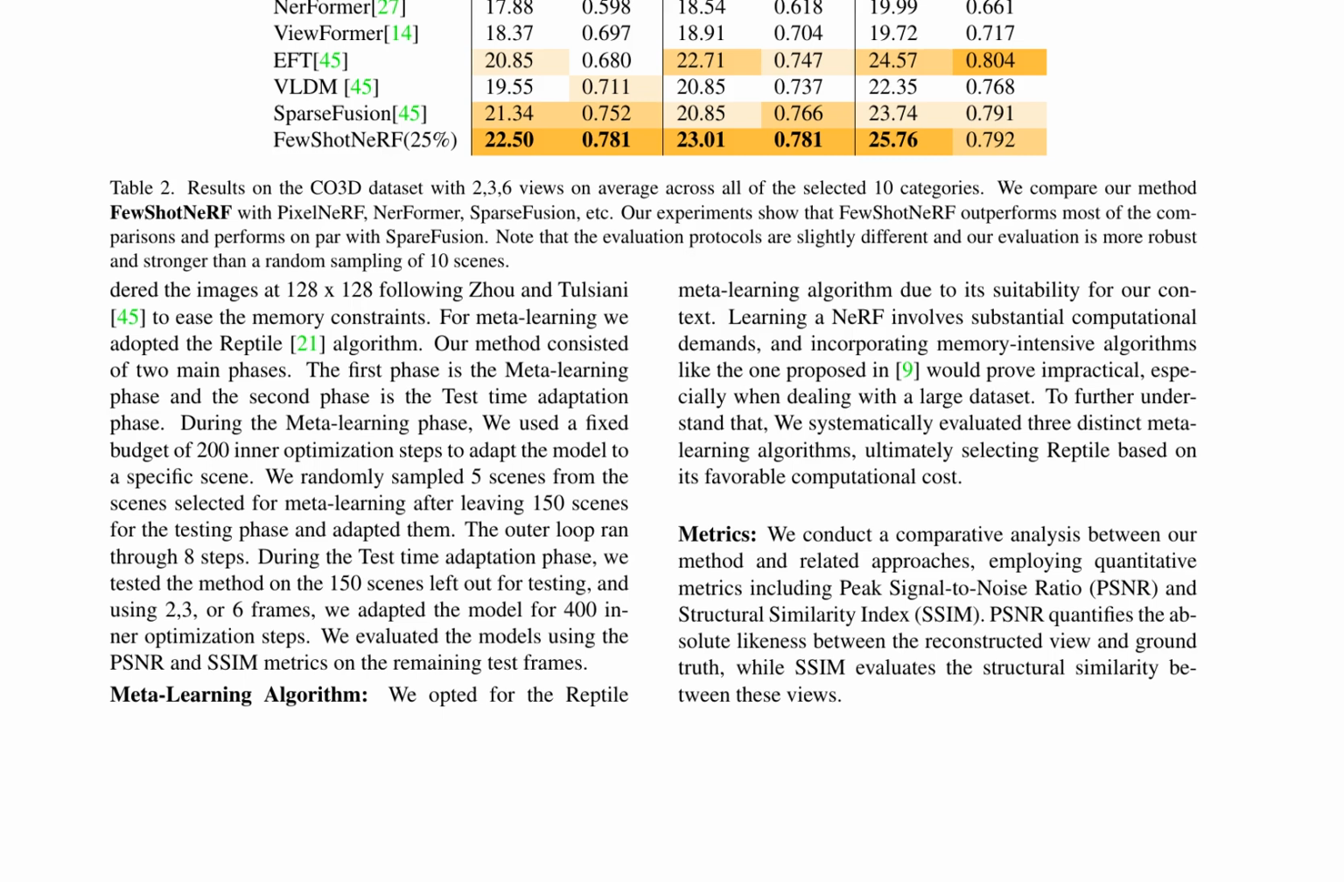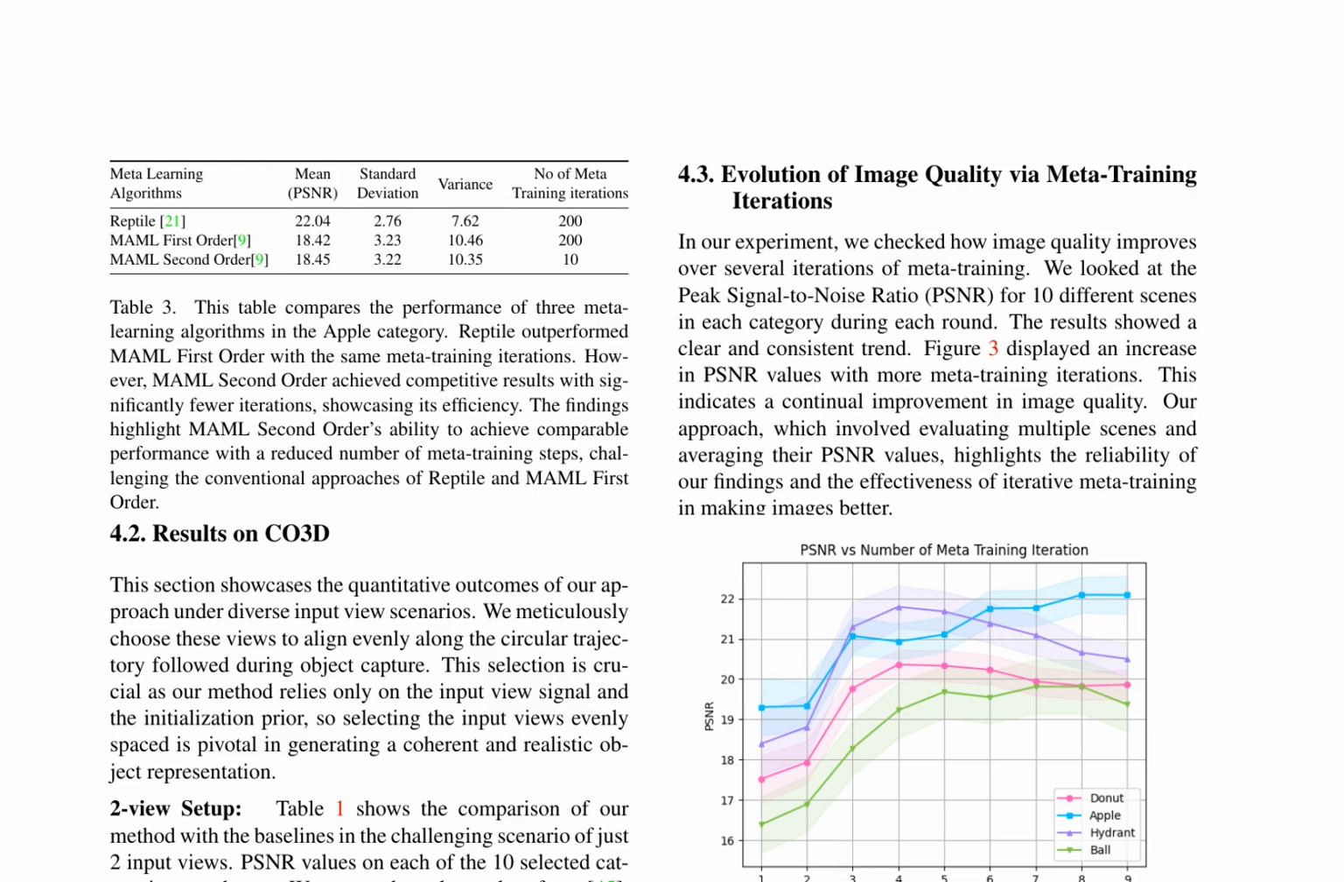In the realm of metalearning, this research paper presents a comparative analysis of 3 algorithms: Reptile, MAML first order, and MAML second order in the Apple category. The findings indicate that Reptile outperforms MAML first order with the same number of metatraining iterations, while MAML second order achieves competitive results with significantly fewer iterations, demonstrating its efficiency. This highlights MAML second order's ability to achieve comparable performance with reduced metatraining steps, challenging conventional approaches.